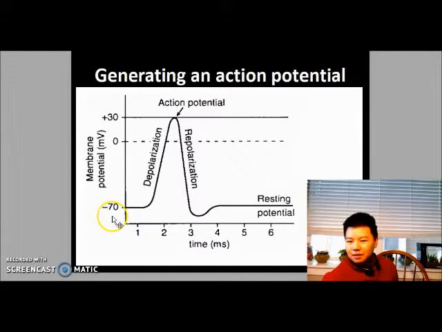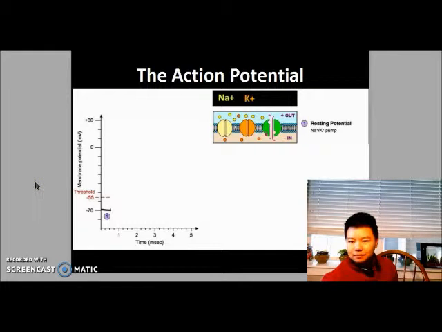Now remember that this membrane potential is talking about the inside relative to the outside. So if at rest the cell is more negative on the inside, at the height of the action potential it's actually slightly more positive on the inside than the outside. We're going to do this one step at a time.